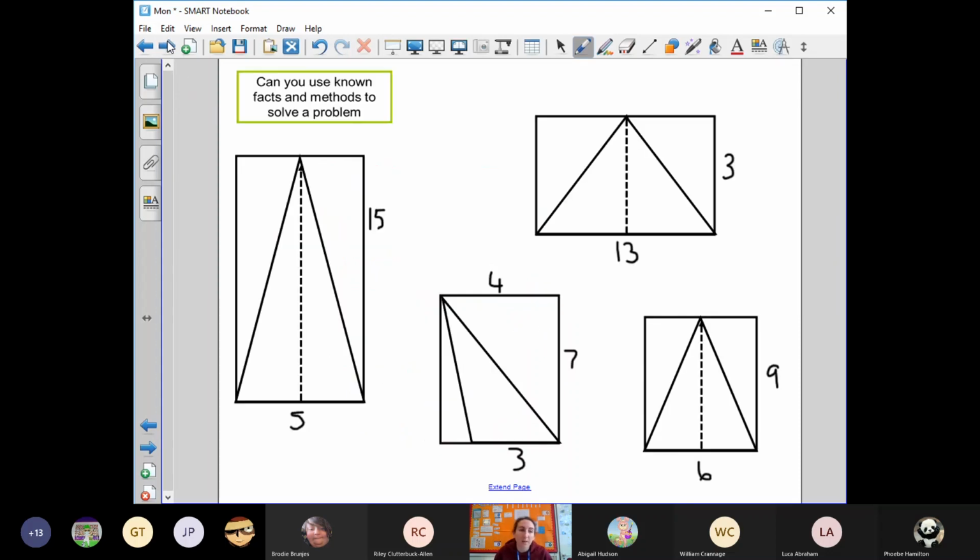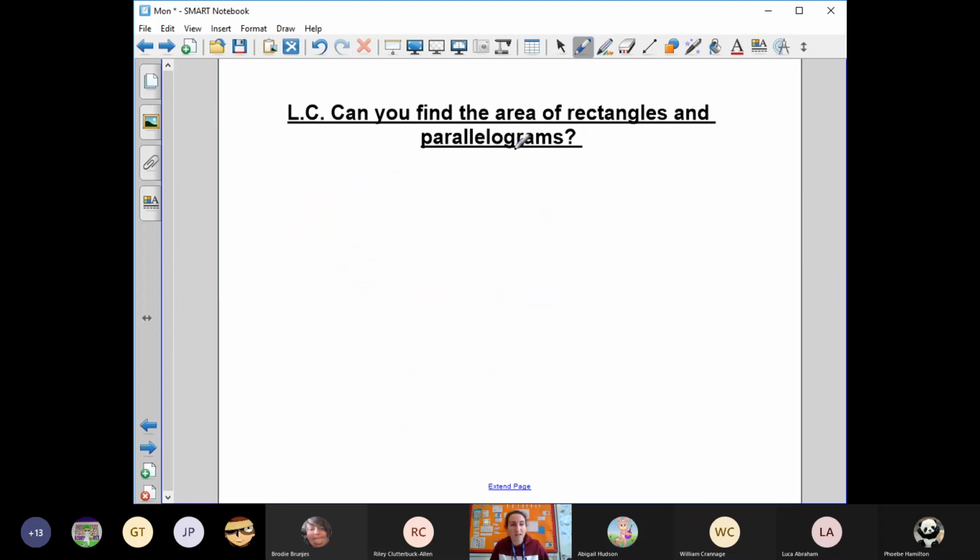So what you're going to do in math today is you're going to have a go at finding the area of rectangles and parallelograms. Now remember, parallelograms are just knocked over rectangles, so you find the area of a parallelogram in the exact same way. You do length times width, or base times height. Then what you can do is a bit of a challenge.